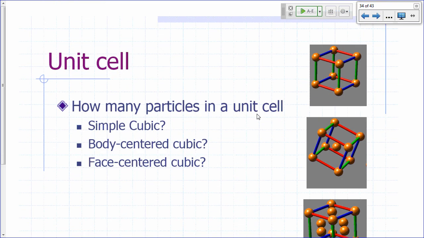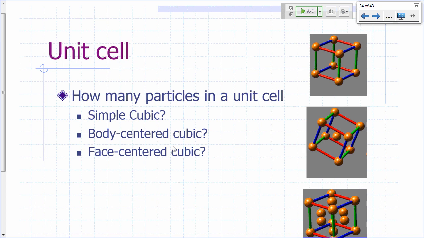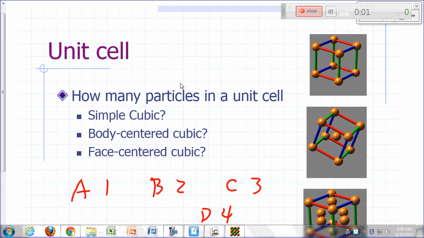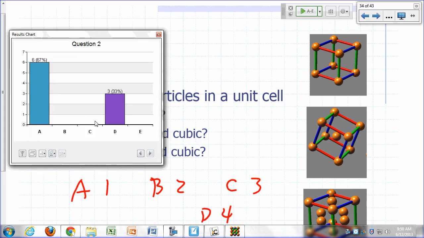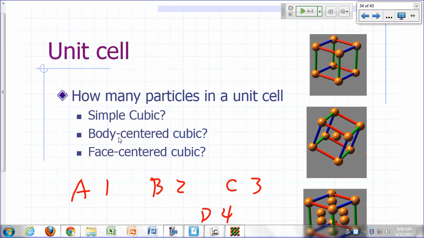Okay, so how many particles are in a unit cell? Let's do a quick review. Is it A, 1, B, 2, C, 3, or D, 4? For a simple cubic cell, how many? Is it 1, 2, 3, or 4? Okay, that would be 1, right? 1/8 of the 8. What about a body-centered cubic? Is it 1, 2, 3, or 4?